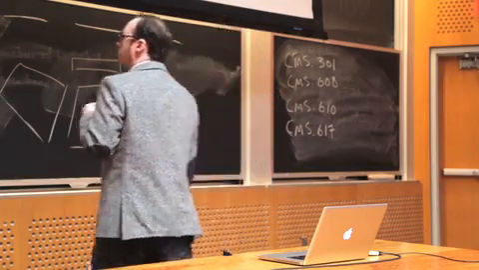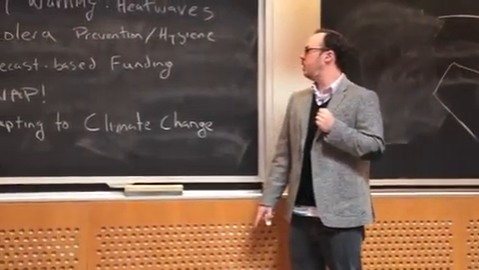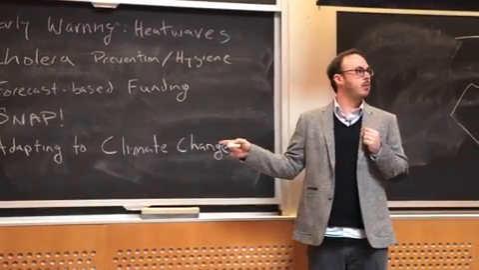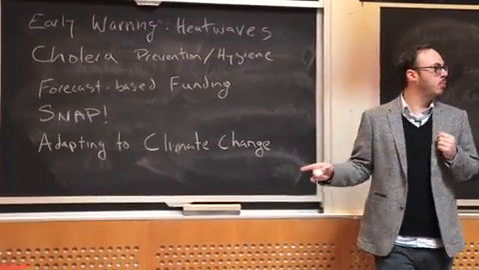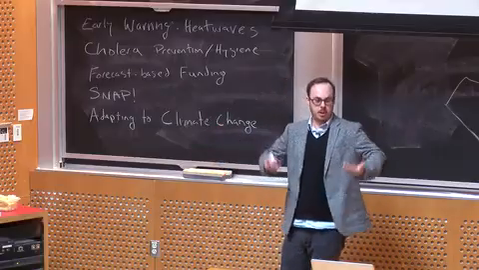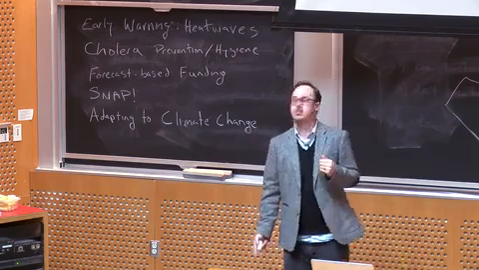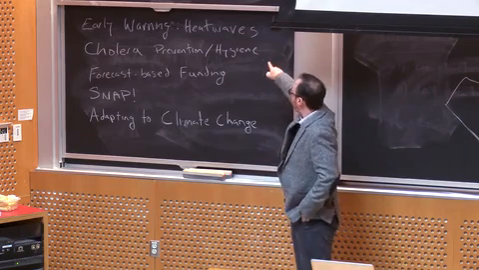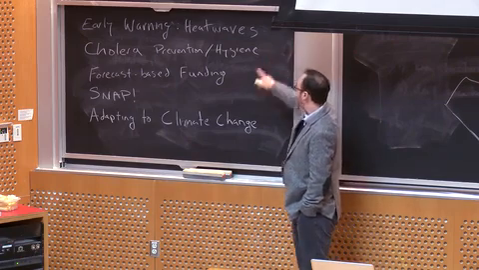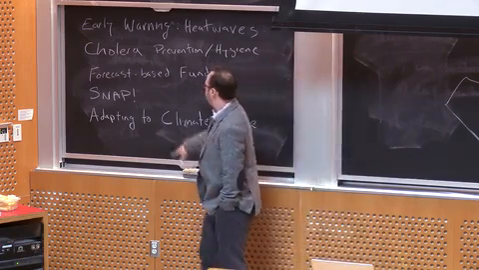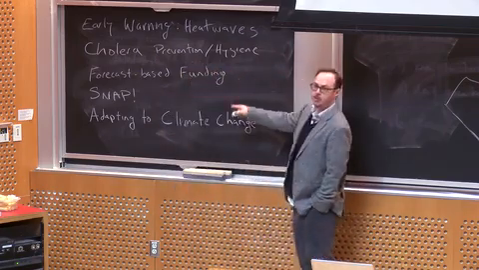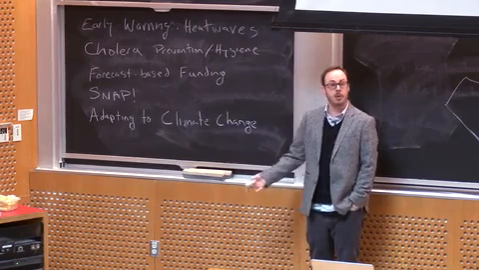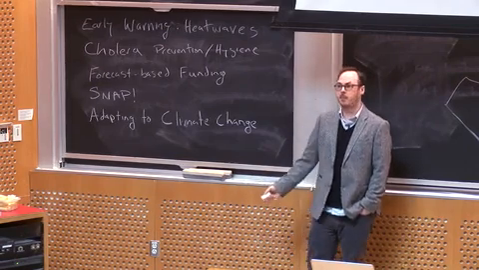For teams, it sounds to me like we had 5 topics that were interesting to folks. Was anybody still interested in the malaria topic? Okay, not malaria. Why do you let me come up here and talk to you? What was it? Ebola. Yeah, so nobody was interested in that. All right, so I've got early warning leading to early action for heat waves, cholera prevention and hygiene, forecast-based funding, SNAP, and adapting to climate change. Even though we've got 5 topics, that does not mean we need to have 1 team per topic. We can have multiple teams doing the same topic, and that's okay.